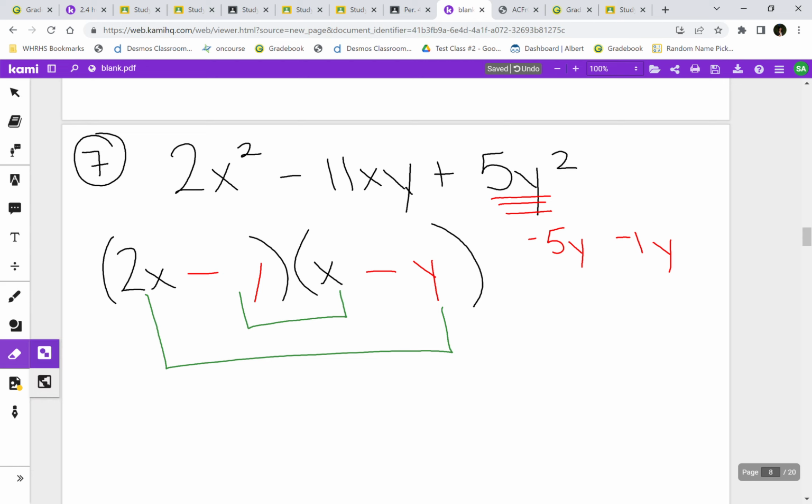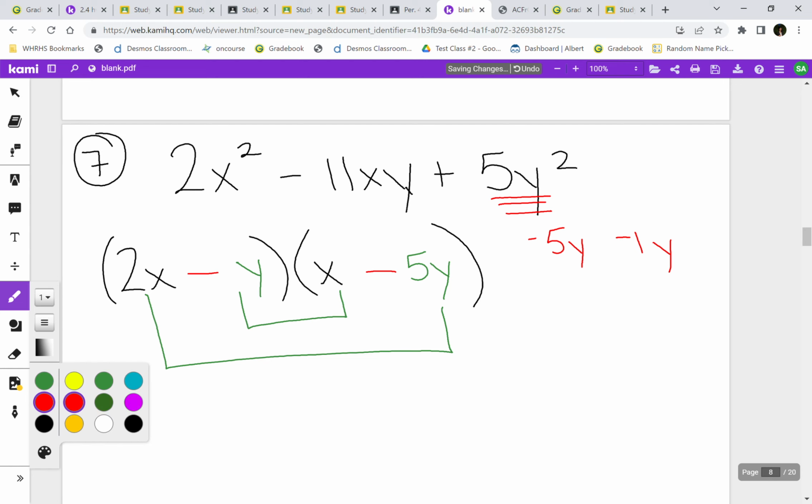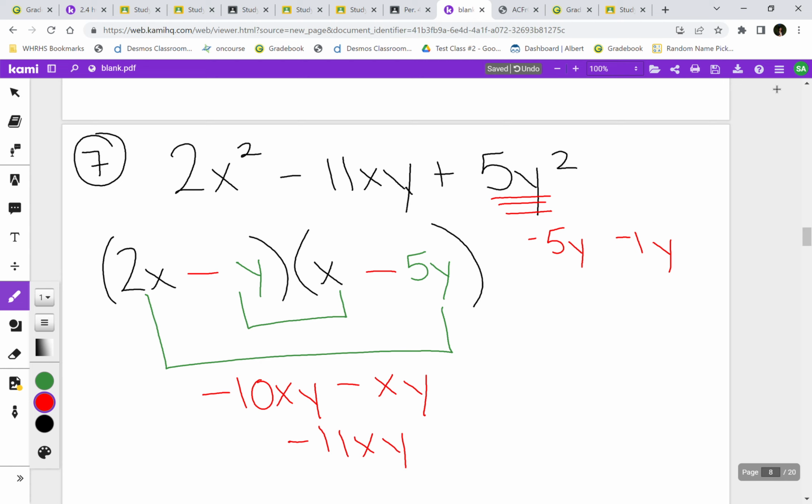So what does that tell us? I need to switch the 5y and the positive y. I mean the negative y. So check again. 2x times a negative 5y is a negative 10xy. Negative y times x is a negative xy. Negative 10xy minus xy is negative 11xy. Are we good? Yes.